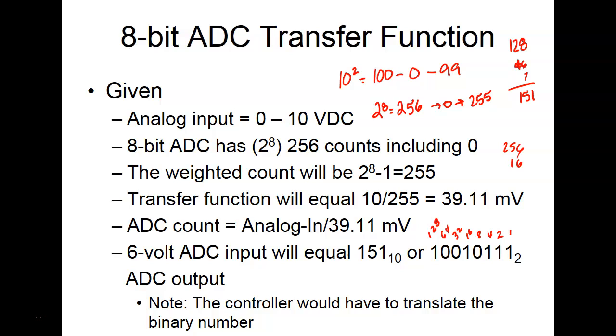But what we're going to have to do now is figure out a transfer function to determine what 151 means. Does that make sense? Yes or no? So how would I do that? Let's say 151 represents 60 degrees. What would be my transfer function inside my PLC? So this is what we would do. 60 degrees, it's not volts, it's just degrees.